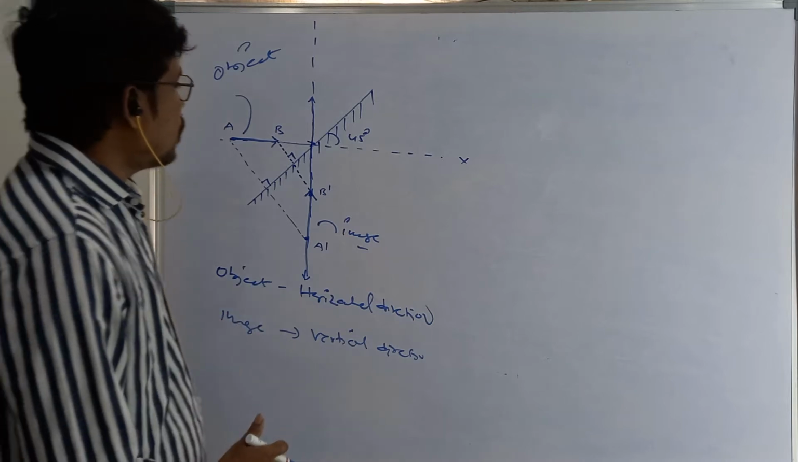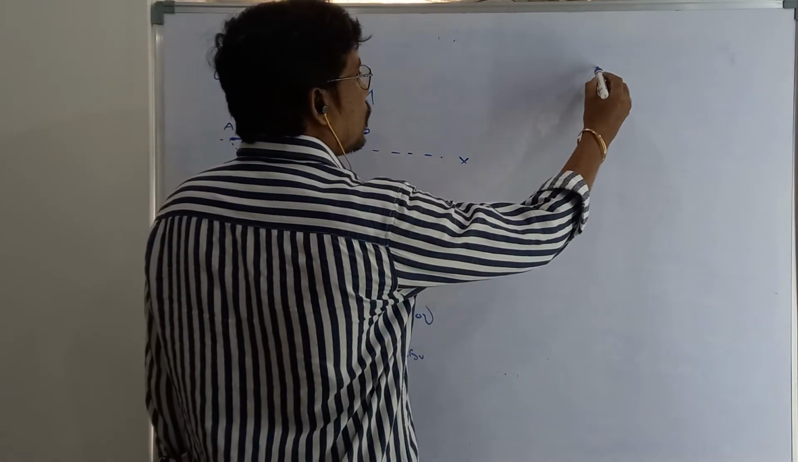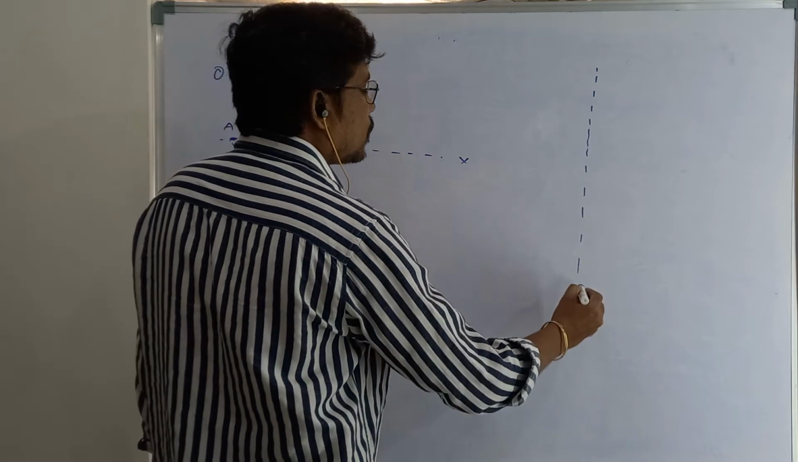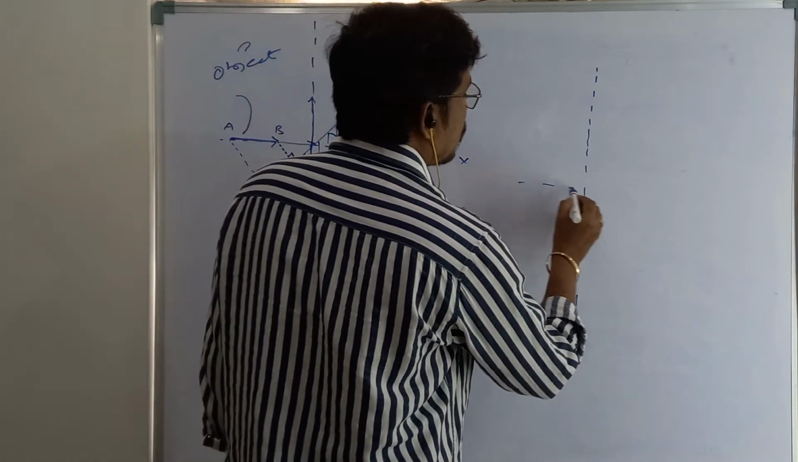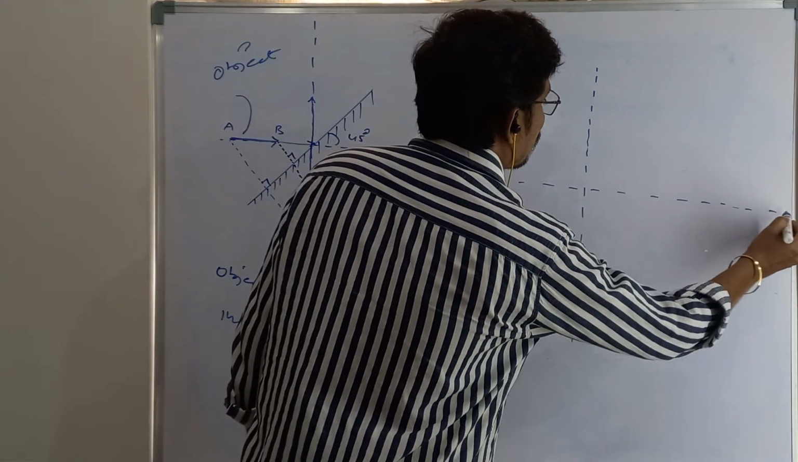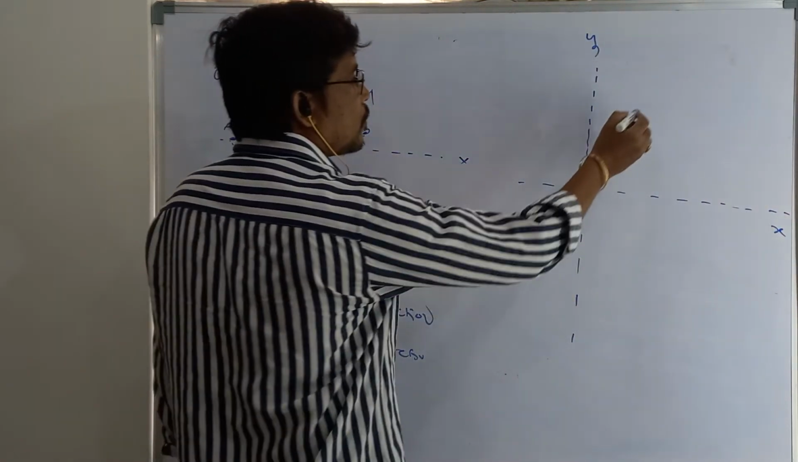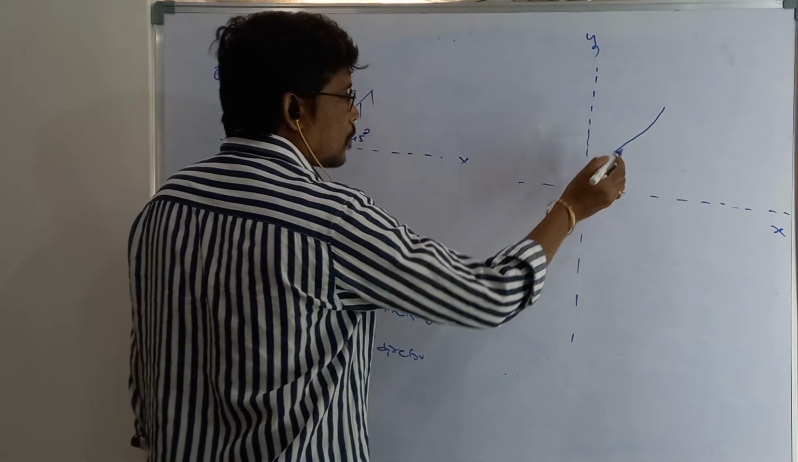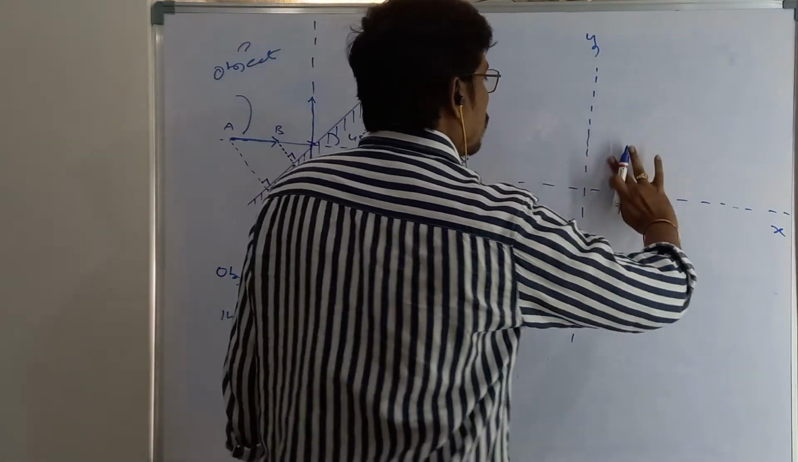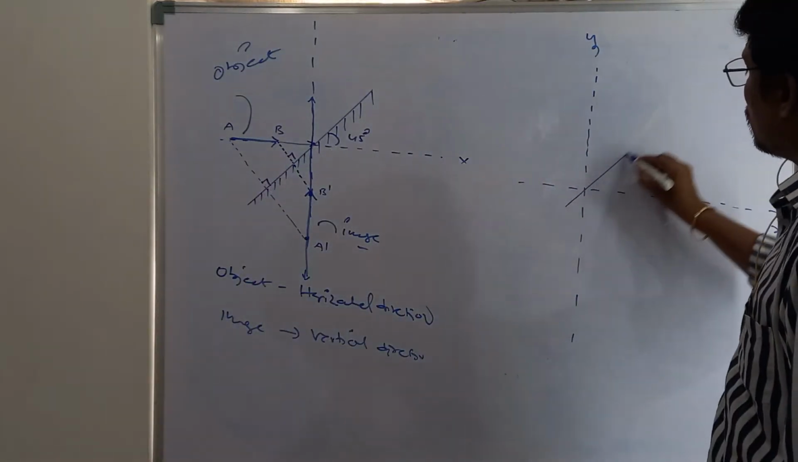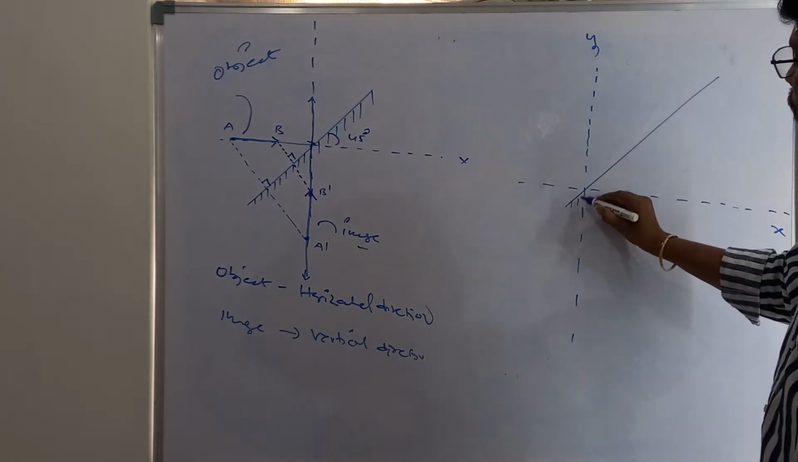Now let us take some other case. As usual, consider the x-axis and y-axis. Now the mirror is placed like this. This is a plane mirror.